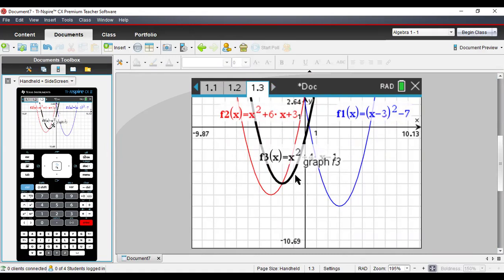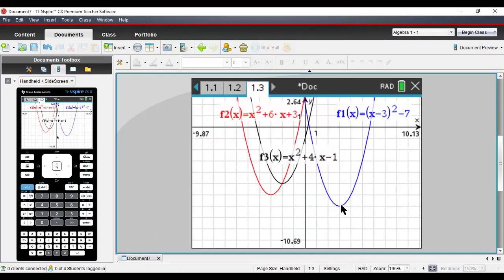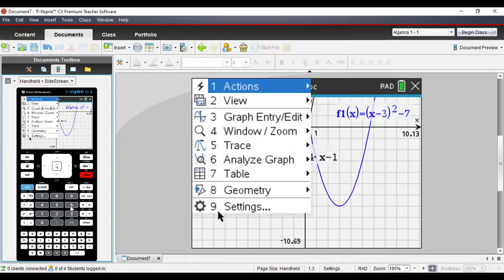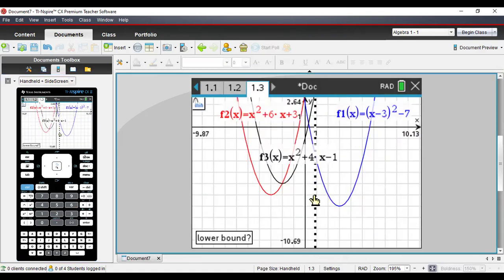So now let's go back and double check. We're looking for the lowest minimum. So we're looking for the vertex, the one that has the lowest vertex. Now, this is the only one that isn't on the graph, but the lowest vertex for this would be a -4. So now if you look at this one, I'm going to do menu 62 to find the vertex. I'm going to do this one because this is obviously the lowest one. And you can see that the lowest value is a -7.